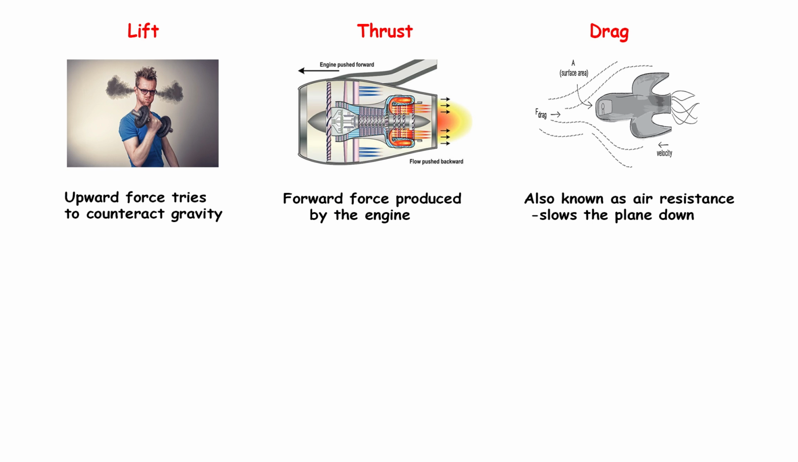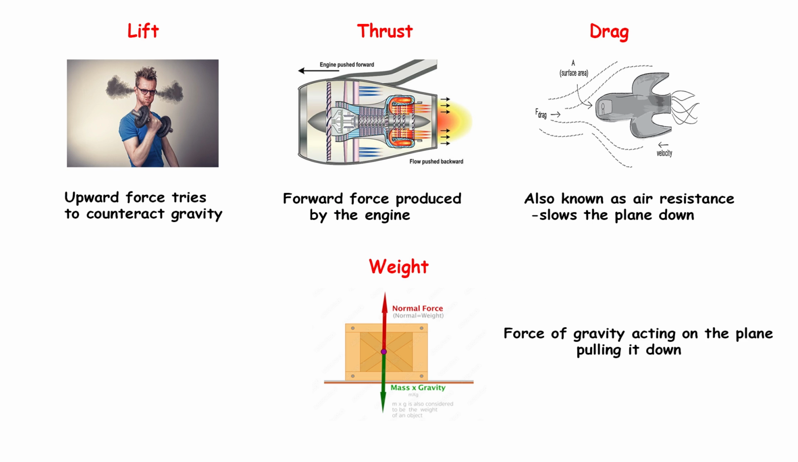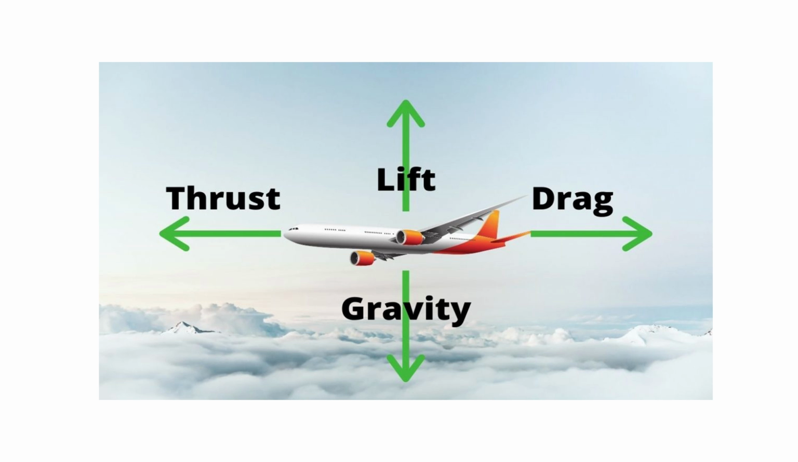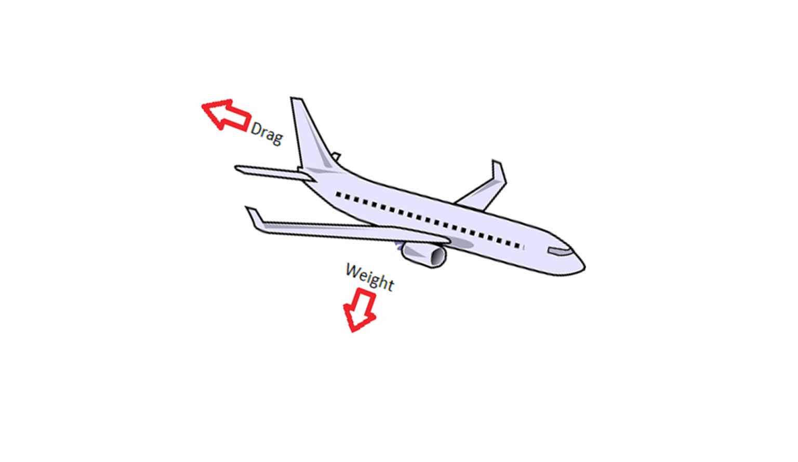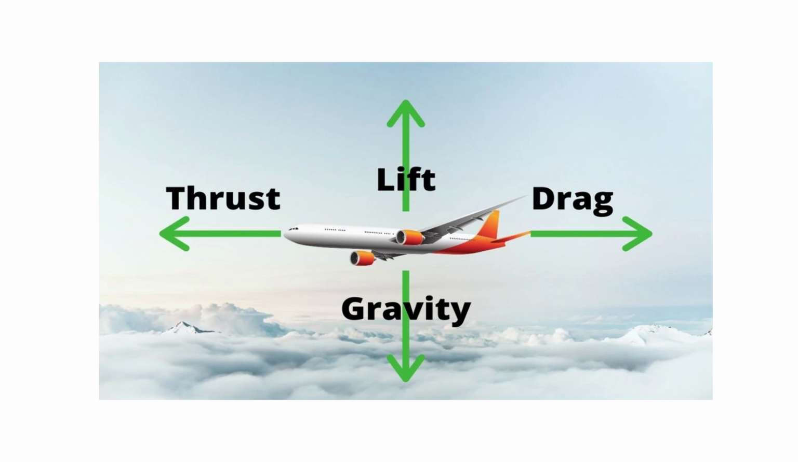Drag, which is air resistance pushing back against the plane, slowing it down, and finally weight. This is simply the force of gravity trying to pull the plane downwards. Think of these forces as balancing acts. Lift and thrust are forces which act to keep the plane moving in the air, whereas drag and weight are opposing forces. Without managing these respective forces, flight would not be possible.